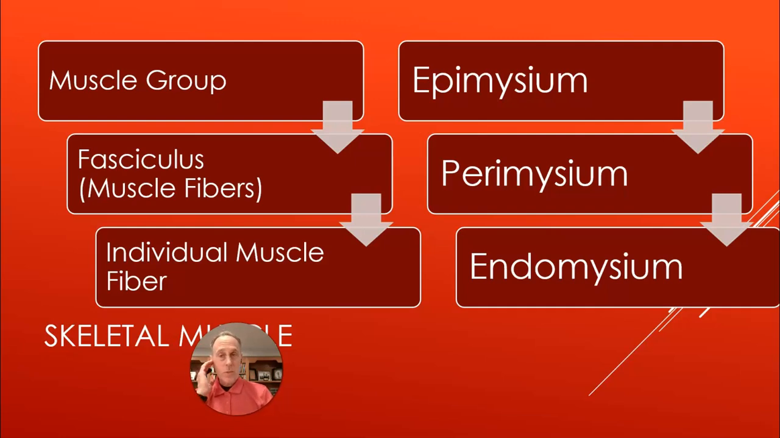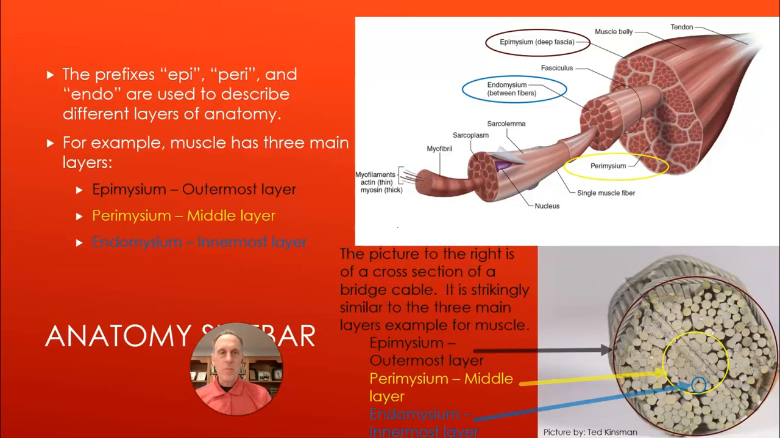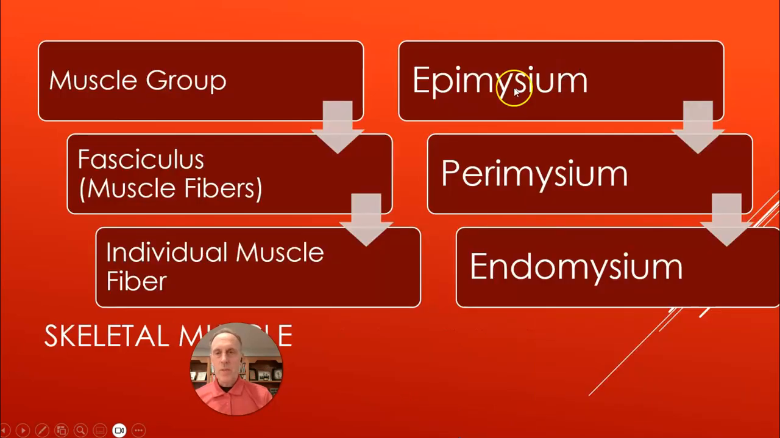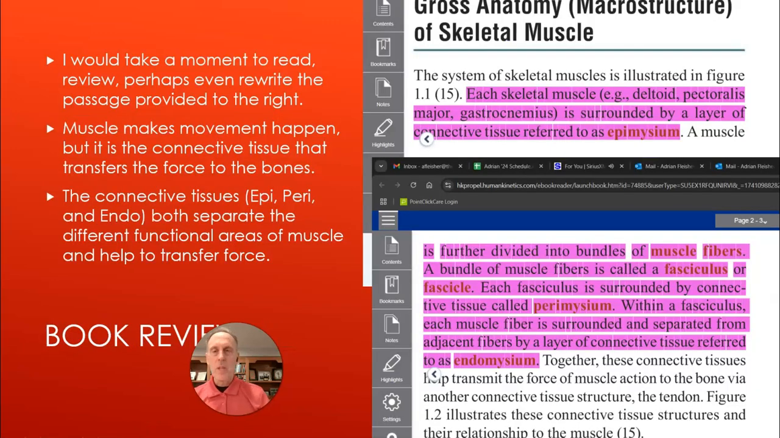So when we look at this side by side, you have the muscle group, the fasciculus. Let me go back there. The fasciculus are the muscle fibers, you can see that here, and then you have the individual muscle fiber itself. So from big picture: epimysium, outer layer; perimysium, P is the middle layer; endomysium is the innermost or deepest layer. From the book, I would definitely take a moment to review this passage and maybe even rewrite it a couple times so you remember it and commit it to memory.